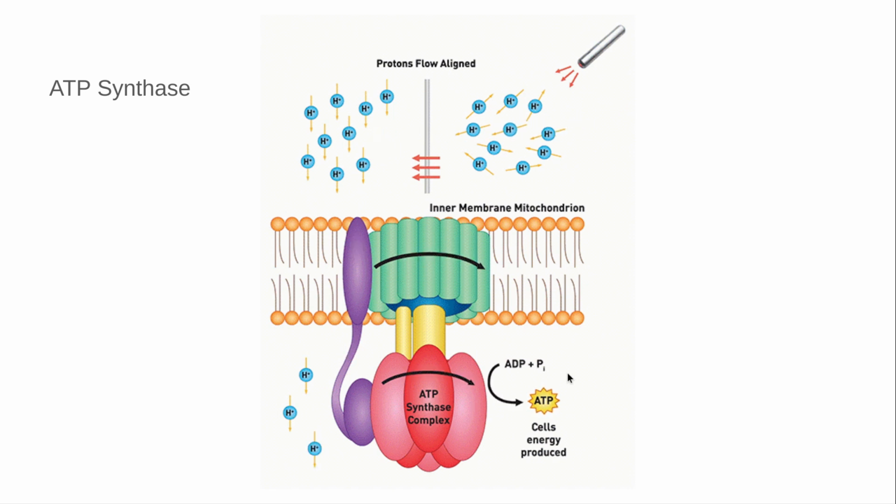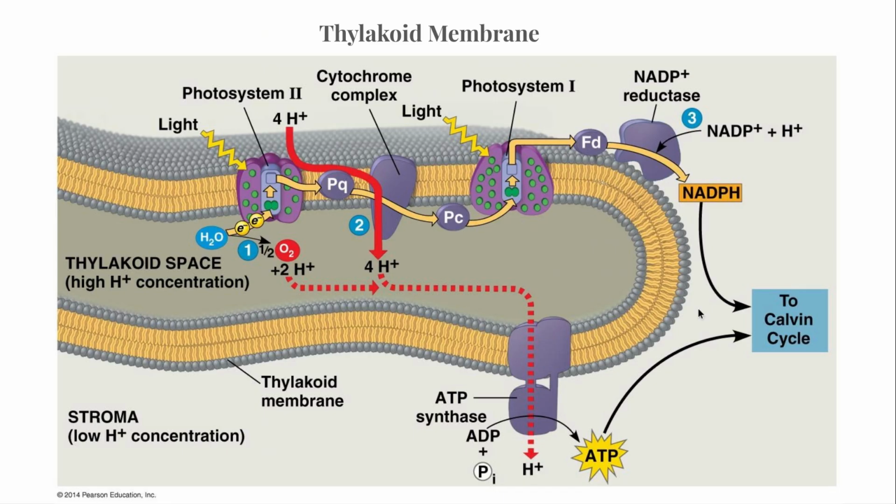Here in this case we are looking at a mitochondrial membrane. You're going to see the same design in the thylakoid membrane as well. It's the exact same thing, ATP synthase. So as the protons move through it to the outside of the thylakoid space, that is, into the stroma, ADP becomes converted into ATP.